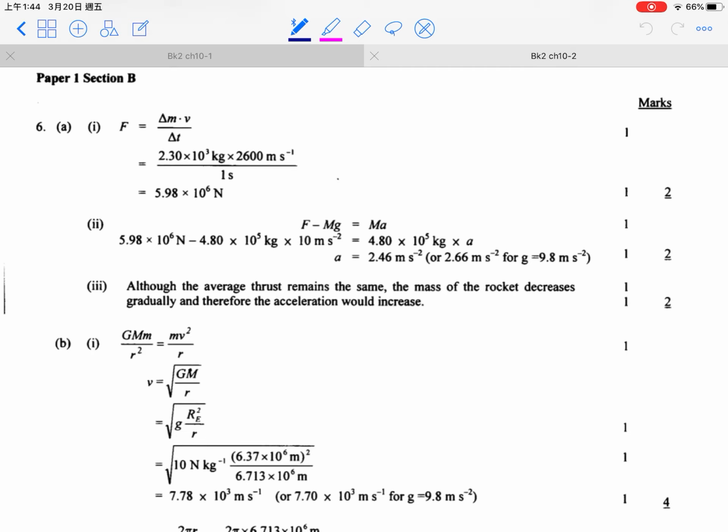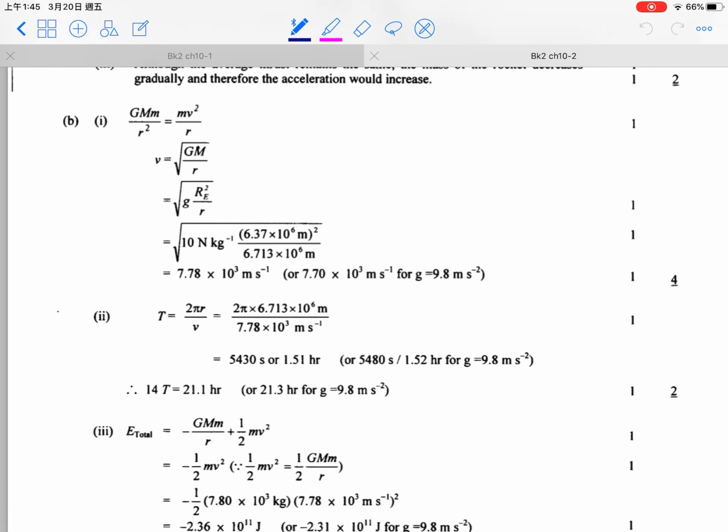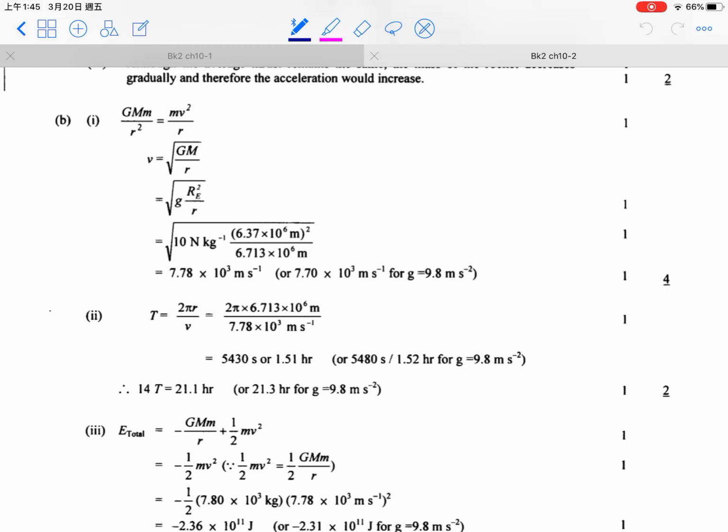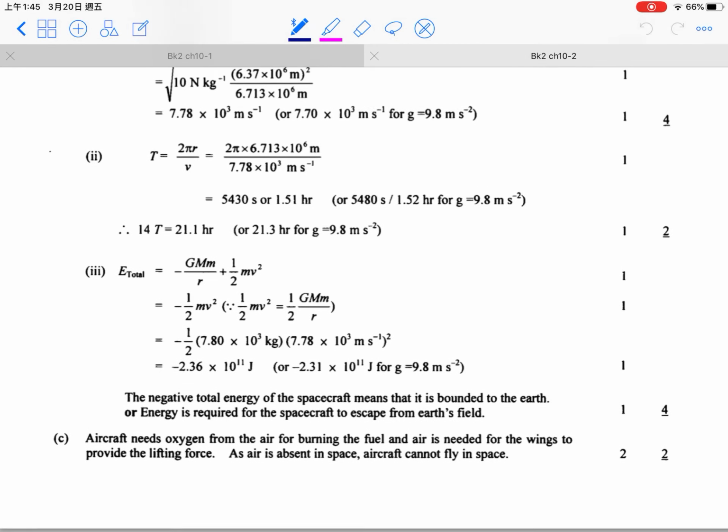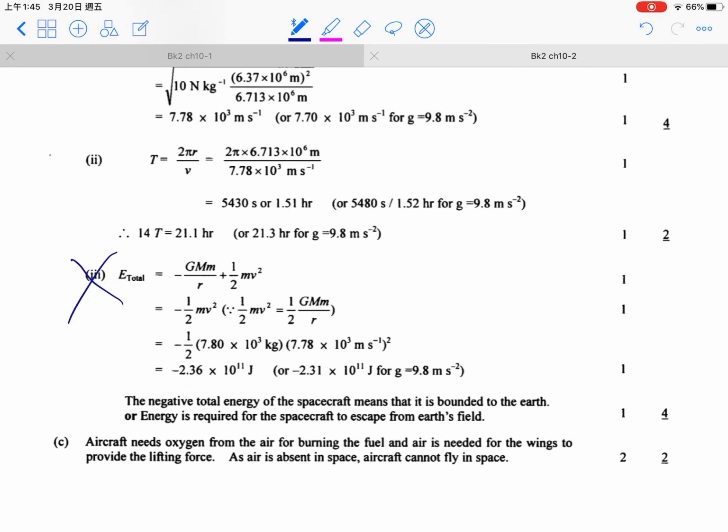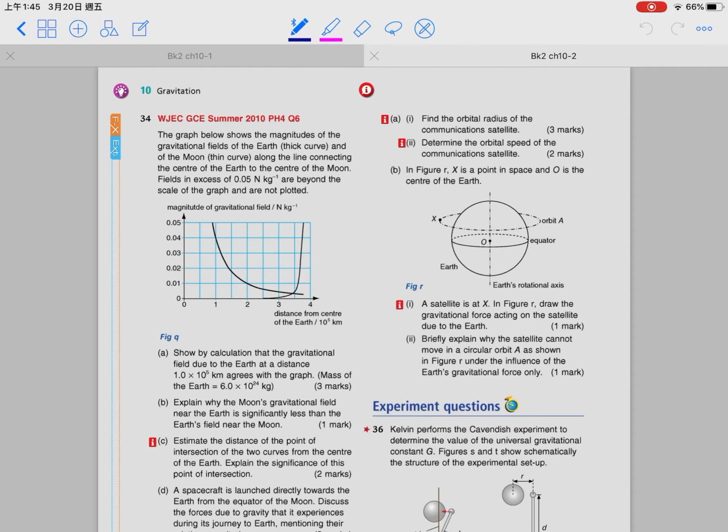After you have done the question, take a look at the solution to check whether you can get the correct answer or not. There is part A, part B, B1, B2. B3 is out of syllabus. And also part C, very funny.